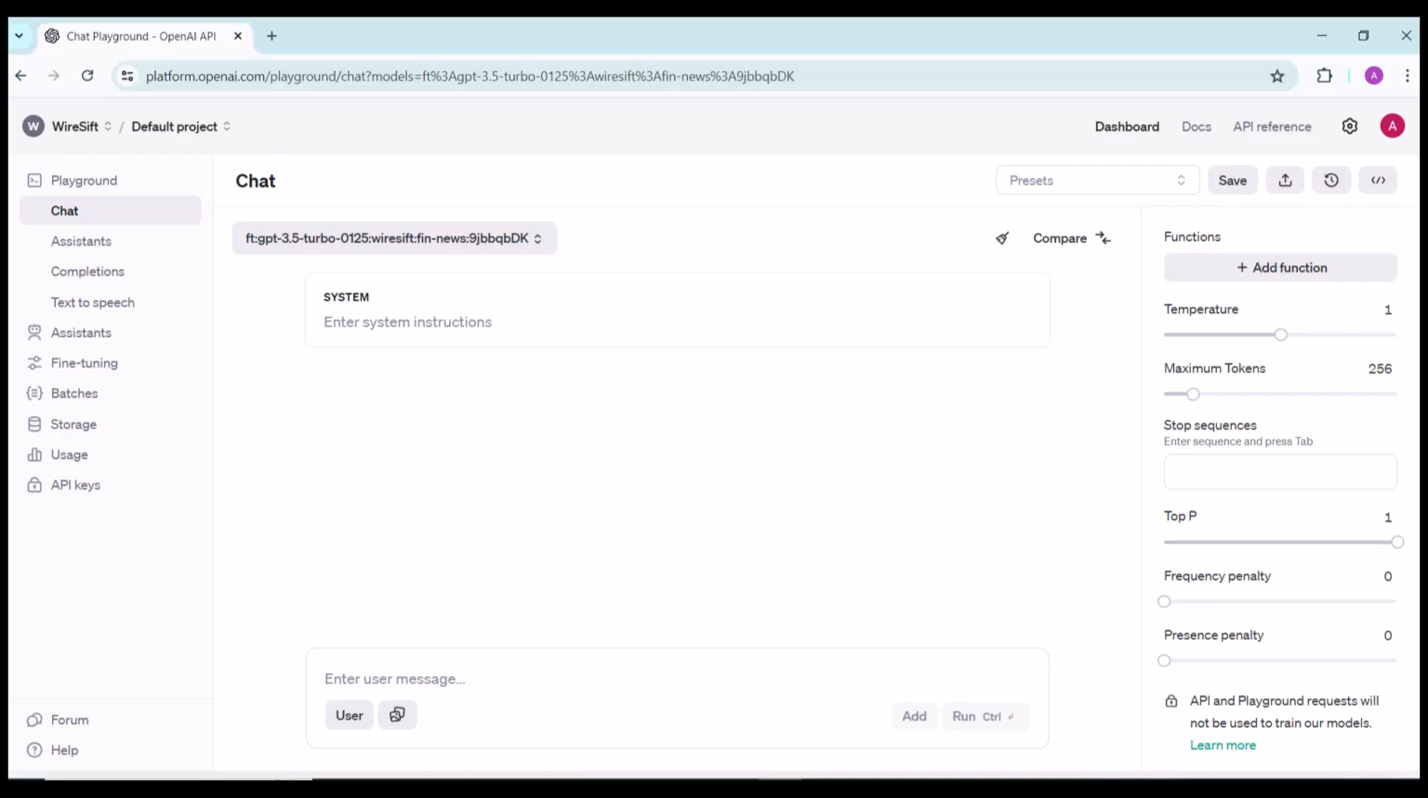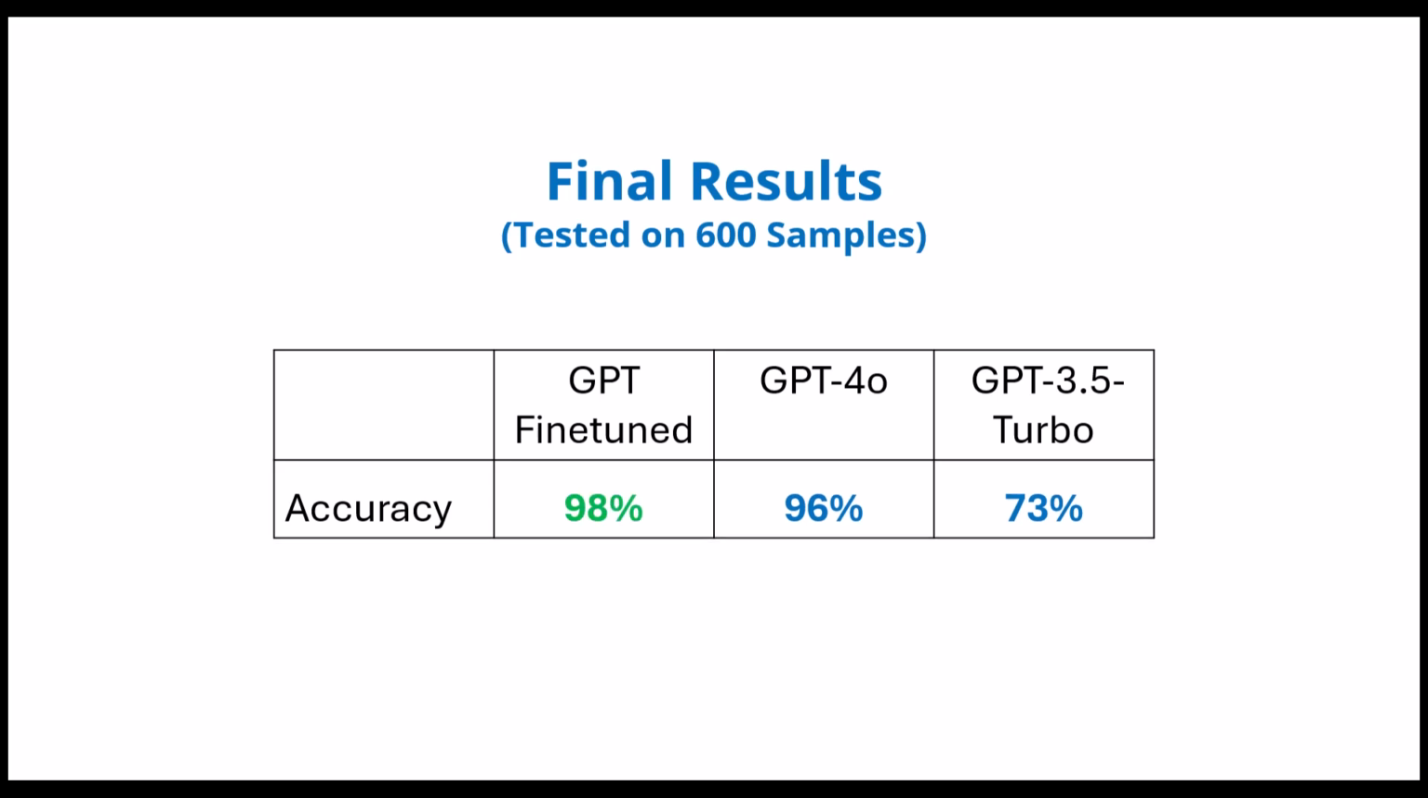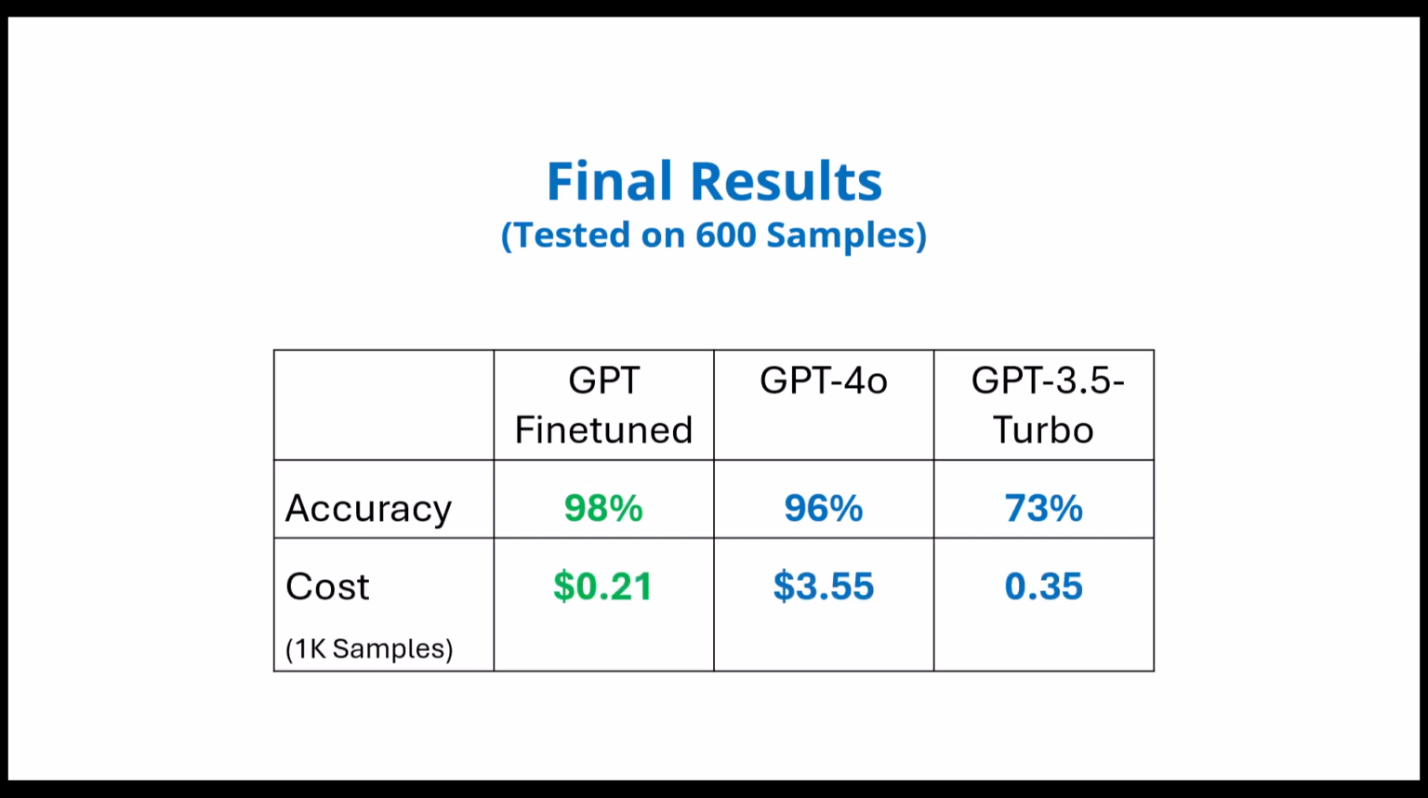And now that this model is trained, I can go to the final testing. I tested all three of these models on 600 testing samples. And the final result for the fine-tuned GPT-3.5 model was 98%. So it completely crushes the untrained 3.5 Turbo model. And it also exceeds the very strong results of GPT-4.0. But in addition to the better accuracy, there's also lower cost. The prompt is only about 10 to 15% of the size. So the cost for processing 1,000 samples with the fine-tuned model is about 21 cents, compared to over 350 for GPT-4.0. So lower cost, better accuracy.